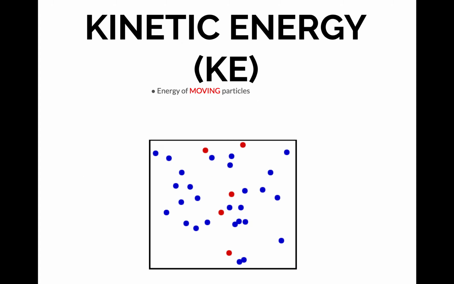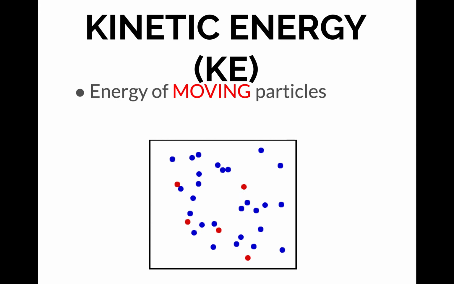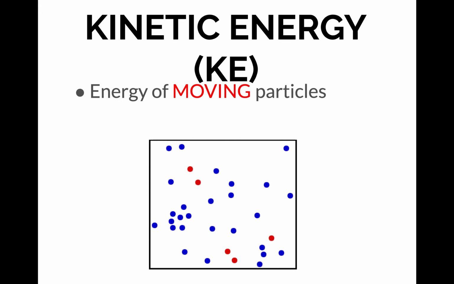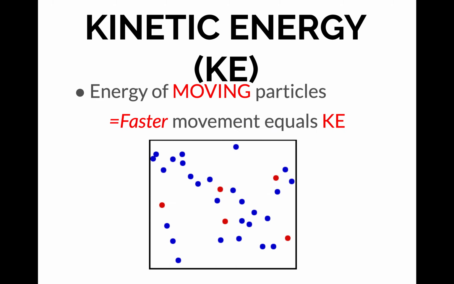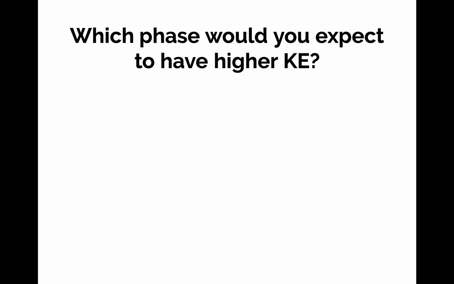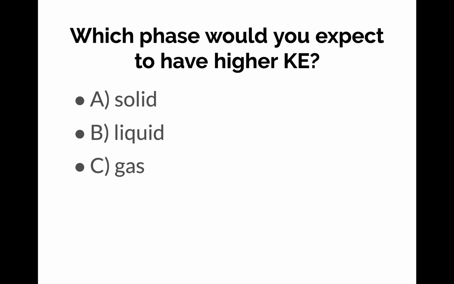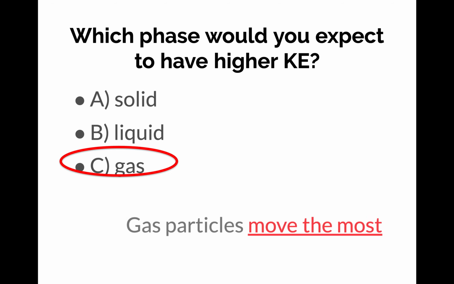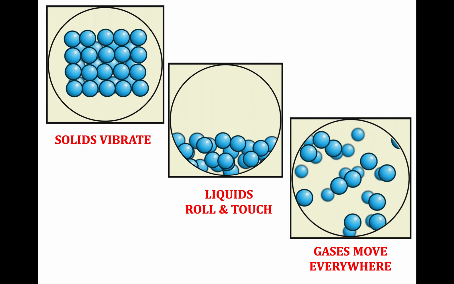So kinetic energy is going to be the energy of moving particles. If you ever think of kinetic energy, think about moving particles. The faster the movement, the higher the kinetic energy there will be. With that being said, which phase would you expect to have a higher kinetic energy? Think about the different phases: solids, liquids, and gas. If you answered C, gas, you are correct. Gas particles move the most.